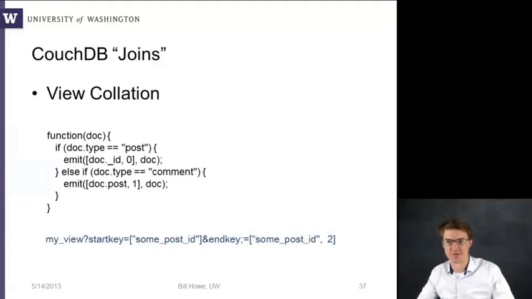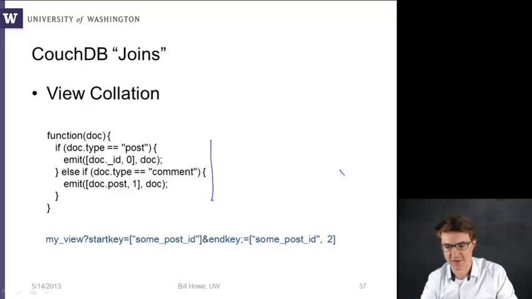So let me show you an example of how they do sort of joins. They have this concept of view collation, and what you can do here is write a map function in a view that looks like this. And so here we're trying to group together all the comments associated with a post. So it's sort of a join between the comments table, if you will, and the blog posts table.